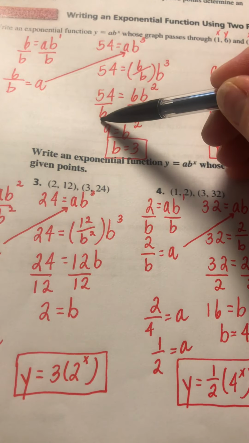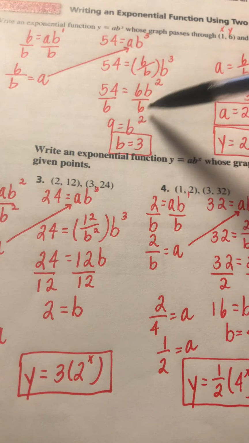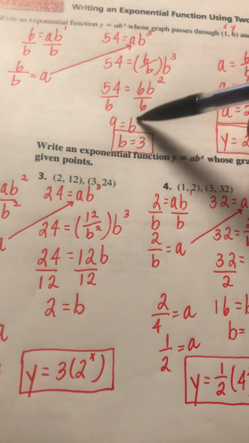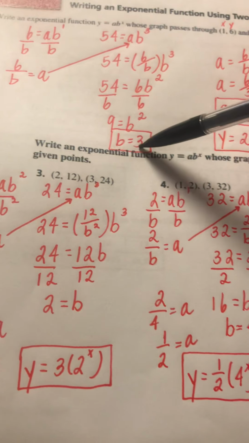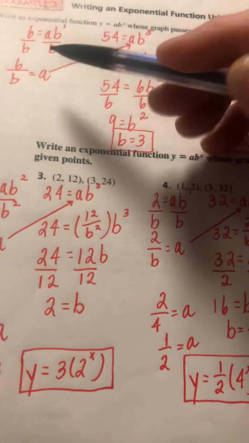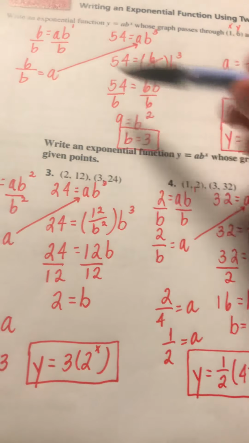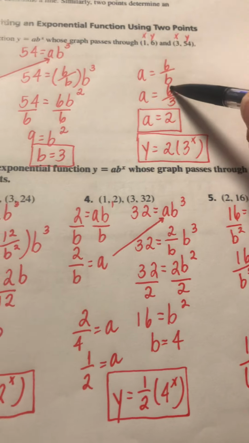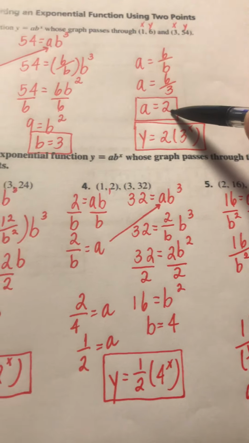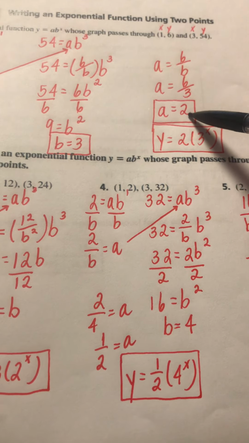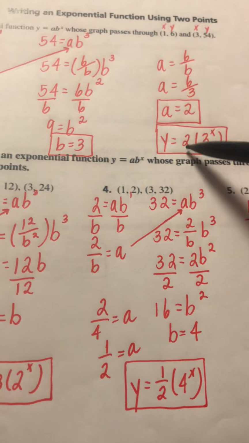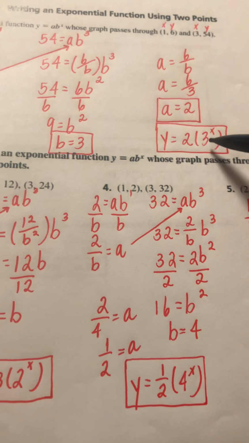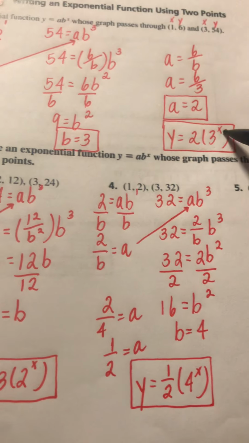Divide by 6. 9 equals b squared, and when I square root, b is 3. If you go back over here where b is, and I put 3 where my b is, 6 divided by 3 is 2. So now I can write my equation. Y equals whatever your a number is, whatever your b number is, raised to the x.